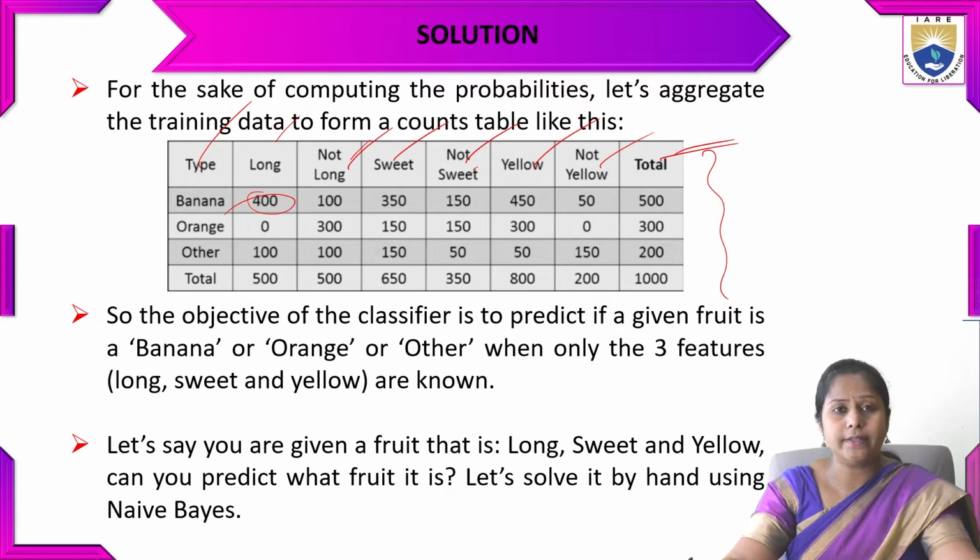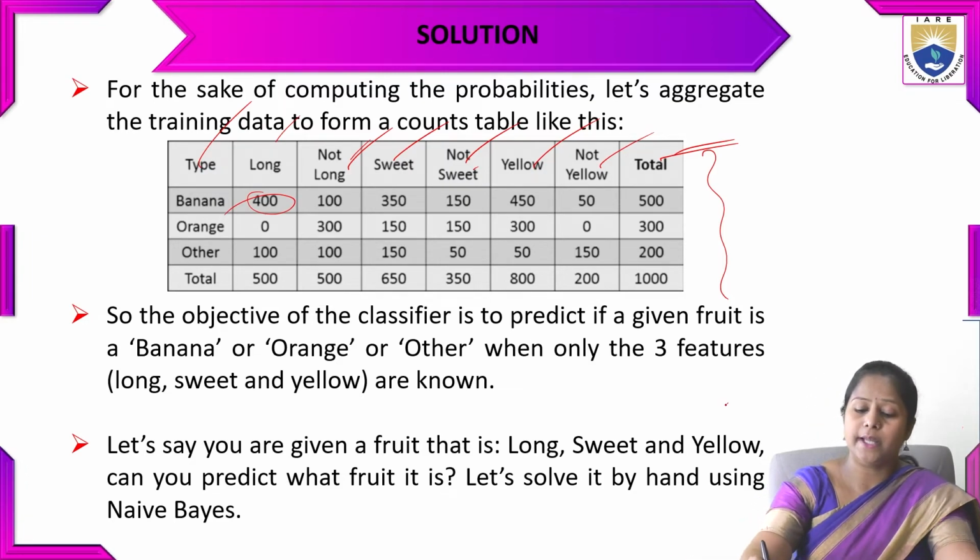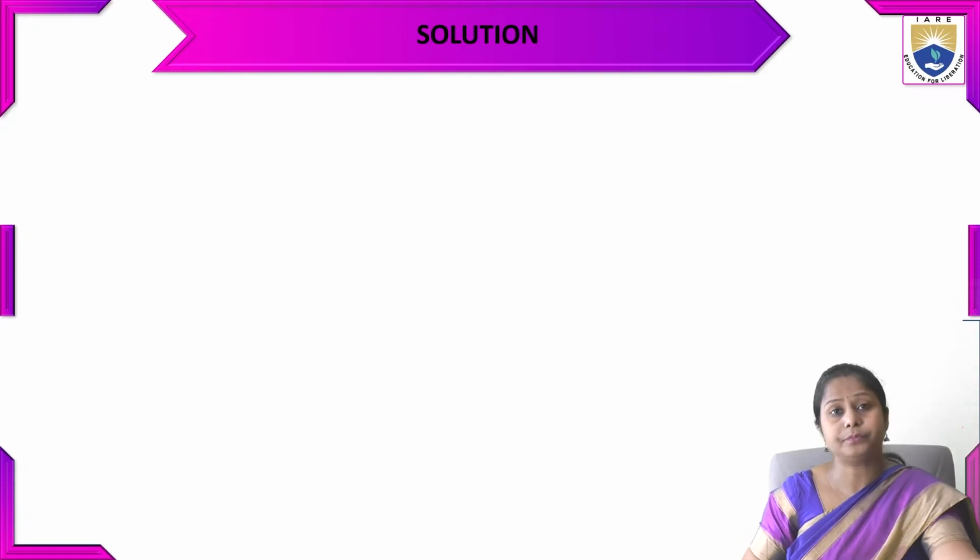The objective of the classifier is to predict whether a given fruit is a banana, an orange or another fruit, when we know the three features long, sweet and yellow from the training set. So let's say you are given a fruit that is long, sweet and yellow. Can you predict what fruit it can be? Let's solve it by hand using the naive Bayes formula.